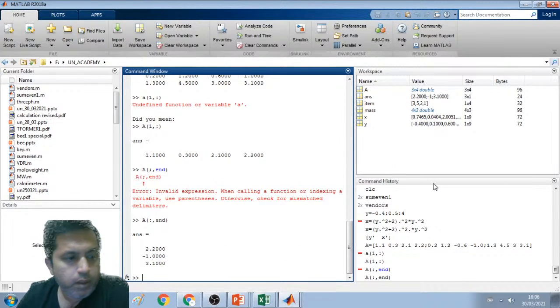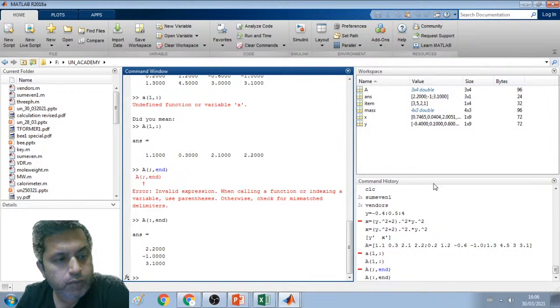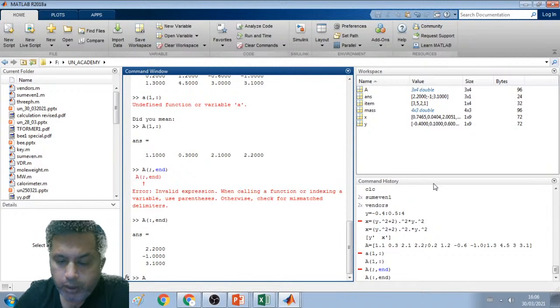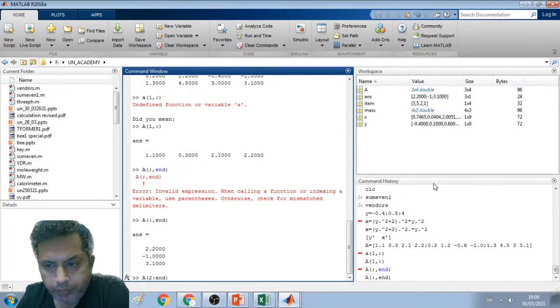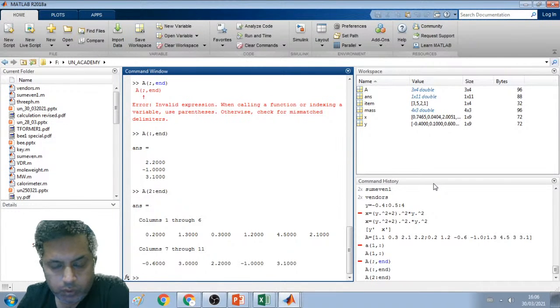Okay, colon comma end: all rows and end column, end is the fourth column. Okay, so this is the value. Now you determine A(2,end), second row end column. So should be minus 1? No. All columns, second row. All columns, second row.